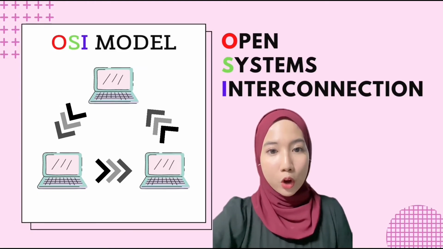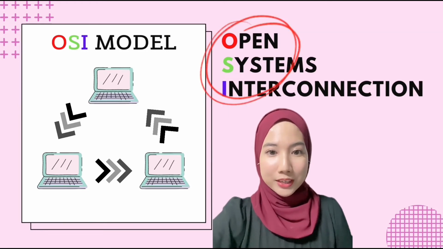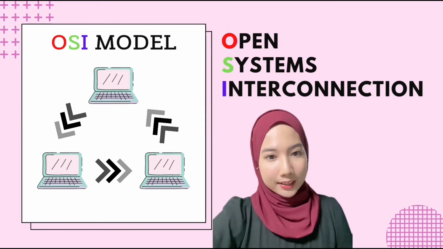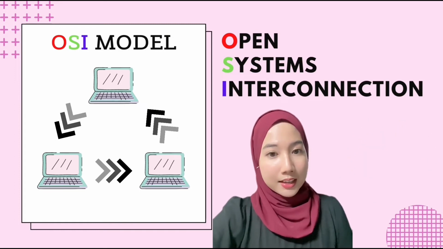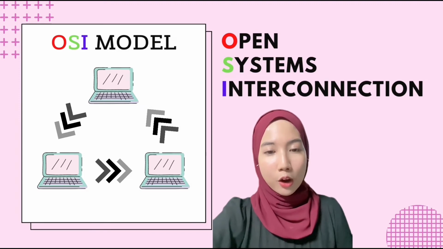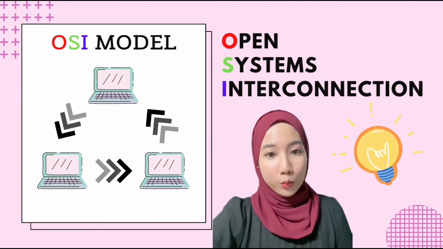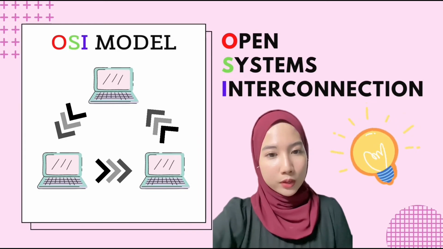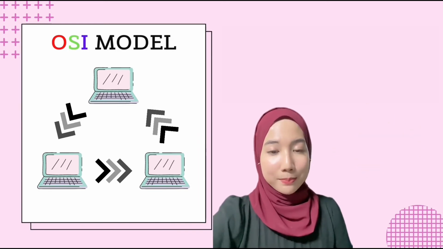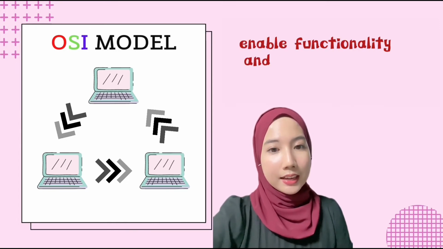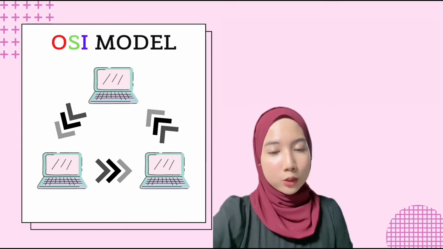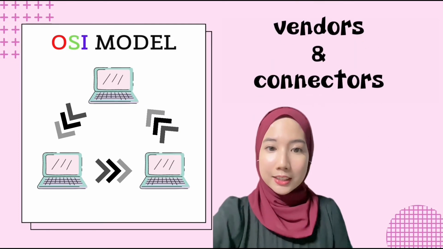OSI stands for Open Systems Interconnection Model. A simple way to understand it is that it tells us how data travels in a network. There are 7 layers within the model, and the depiction of the layers is used to help users identify what is happening within the networking system. The purpose of this model is to enable functionality and interoperability between different vendors and connectors.